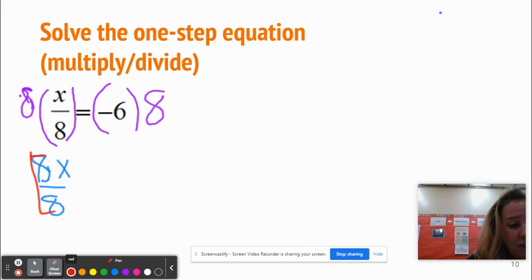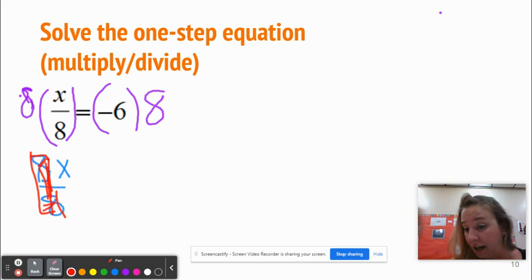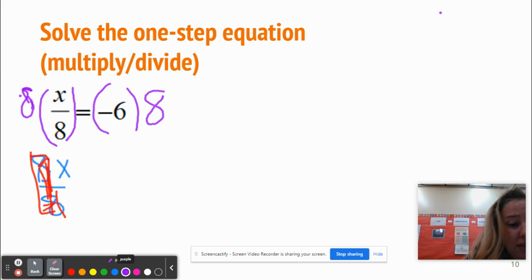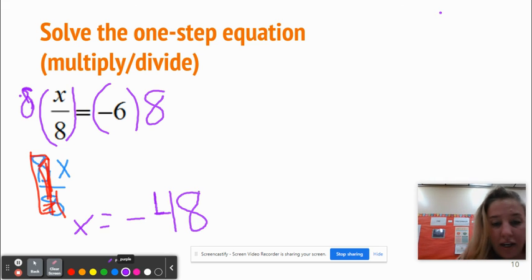And 8 divided by 8 is 1. I'm getting used to this computer, bear with me. So I end up with 8 divided by 8, which is 1. We have 1x over here on the left, which means just plain old x, equal sign comes down. Negative times a positive is negative. Negative 48 would be your answer.